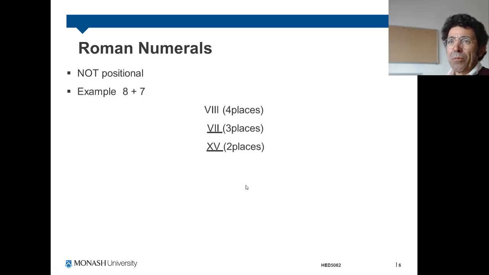To give you an example of non-positional number systems, you'd recognise the Roman numerals. We don't use Roman numerals for arithmetic because they're not positional, and this example shows why that's the case. So if we're trying to add numbers like 8 plus 7 in arithmetic, we end up with this strange effect where the original numbers have more places, more digits than the final answer, which we don't have in decimal in our modern number system.